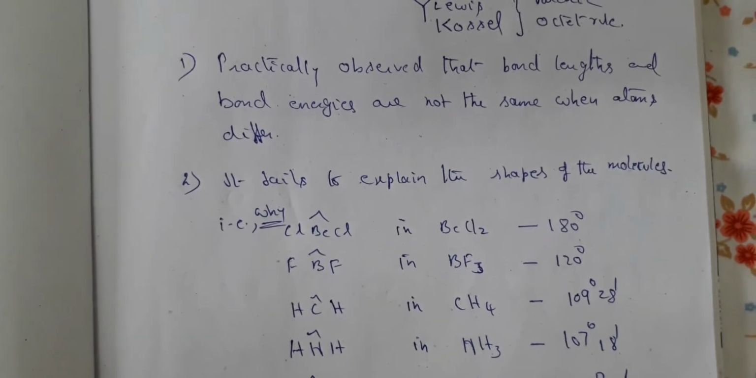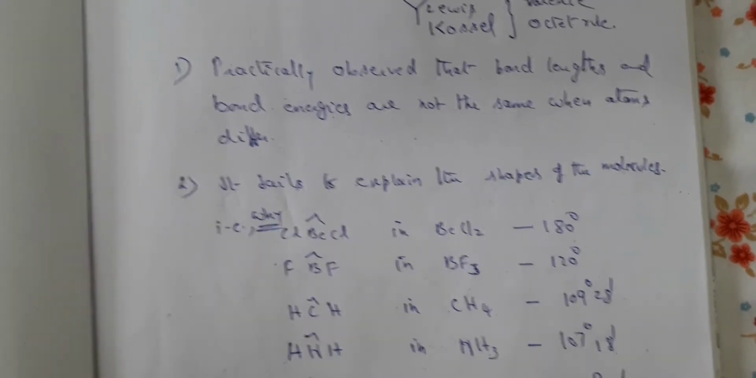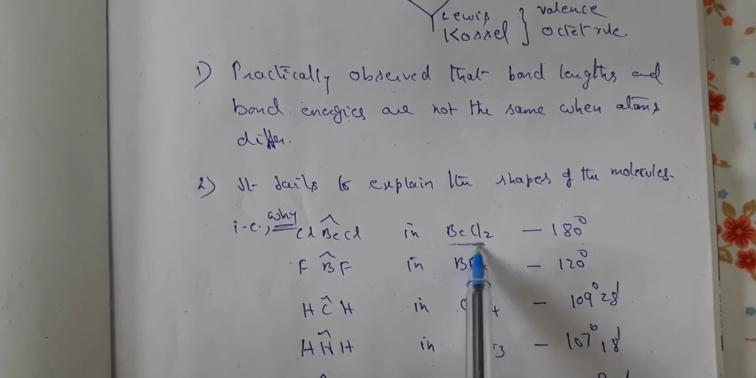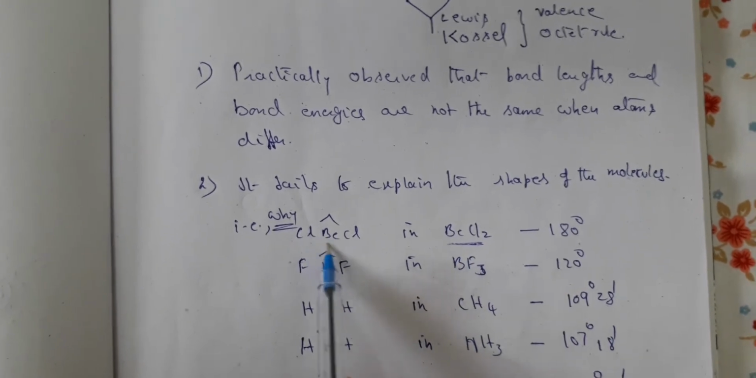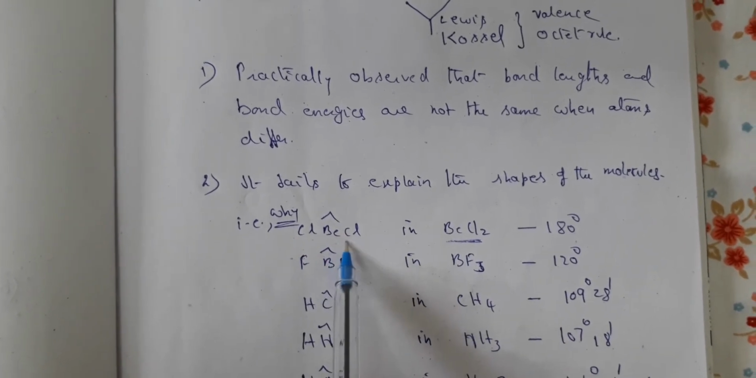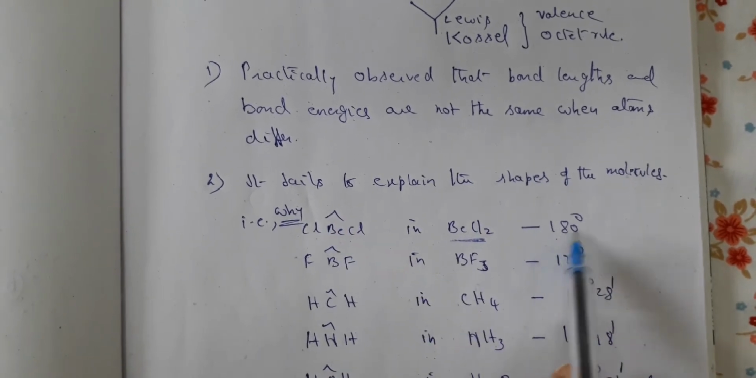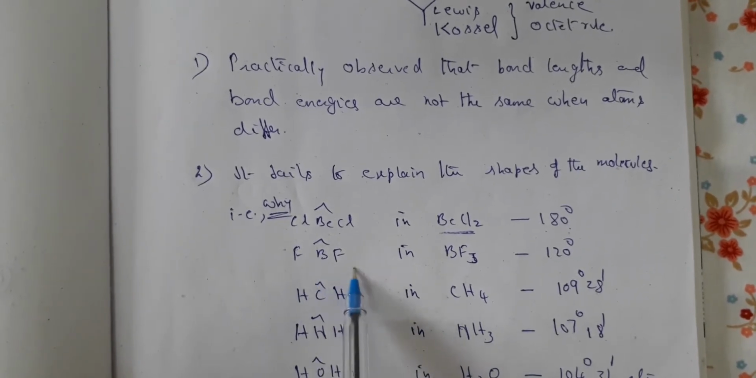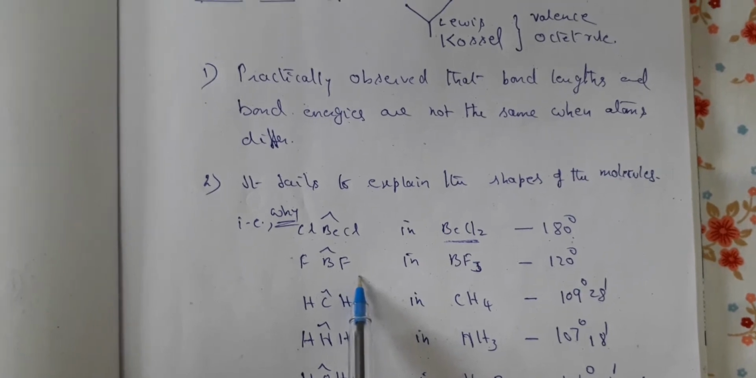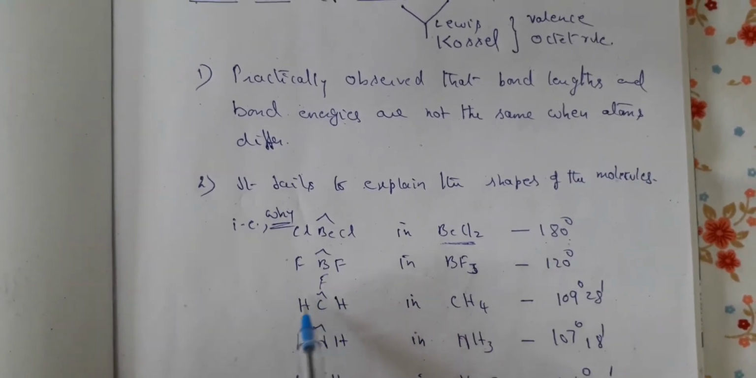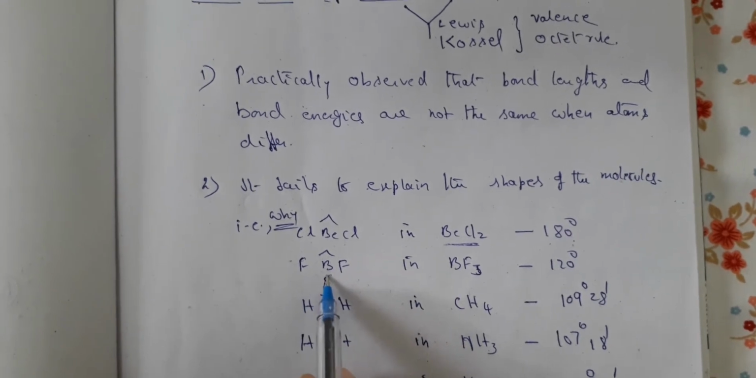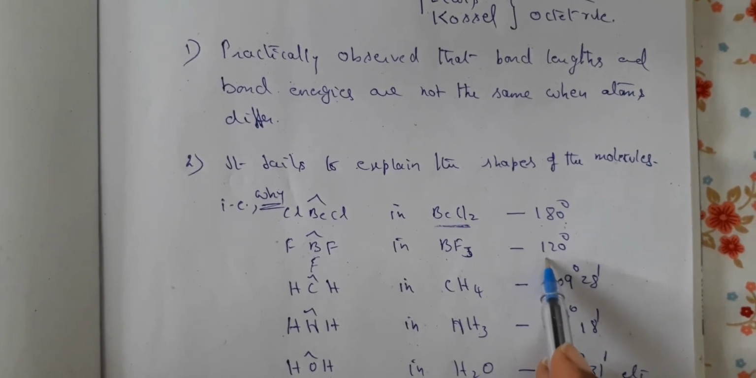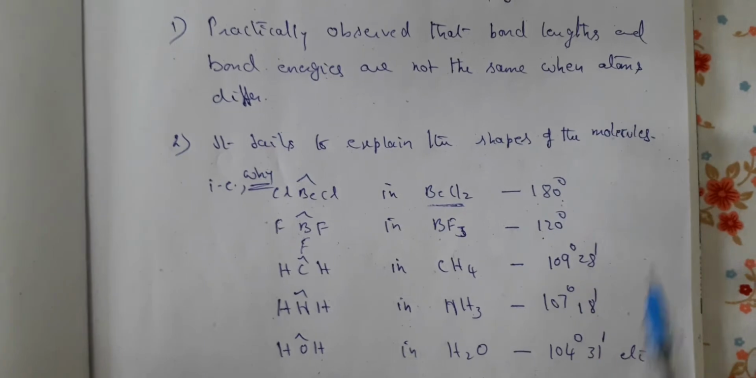That is, what is the angle between the bonds that are formed in a particular molecule. Suppose you take the beryllium chloride molecule, with the central atom being beryllium and chlorine on either side. The angle between the two bonds is 180 degrees. It could not explain why it is 180 degrees. And similarly BF3, with three fluorine atoms and the central atom being boron: why is the angle between the covalent bonds 120 degrees? It could not explain.